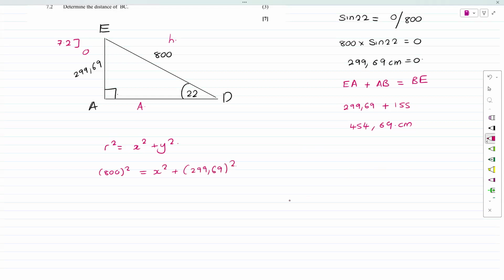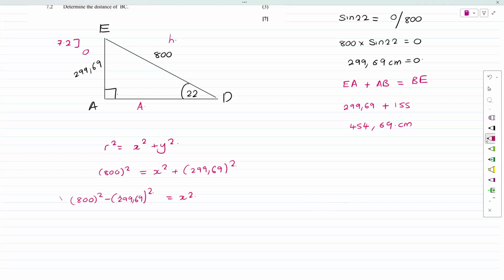If I solve this with Pythagoras, I am going to take it over one time, because it just keeps it a little bit cleaner. Now there's not too much of calculations. So that's 800 squared minus, open bracket, 299.69 squared. And then I'm going to square root it one time.